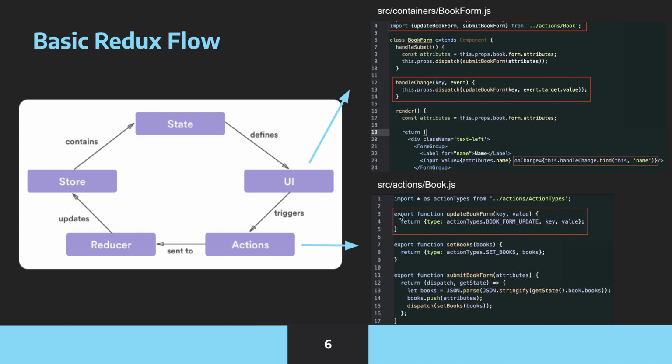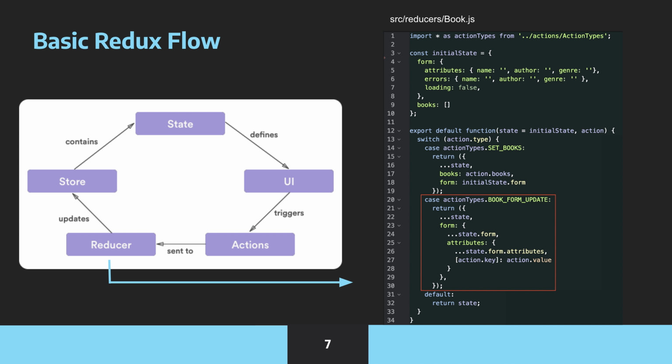JavaScript object with a type equal to action types dot book form update. So this is basically just a constant that is used to tell the reducer which piece of the store we want to update, and then we pass it any additional data we need. So we pass it the key, which is which attribute are we updating, and then we pass it the value, which is the value that will actually be set. So then automatically that's going to get picked up by the reducer that the action called.